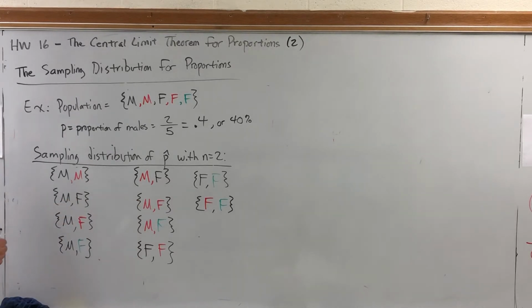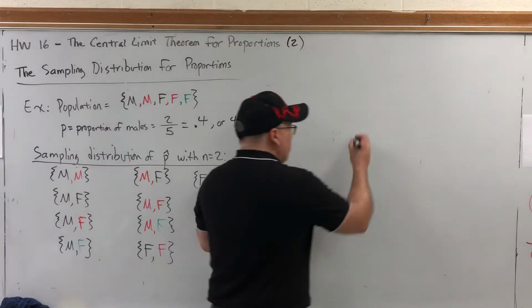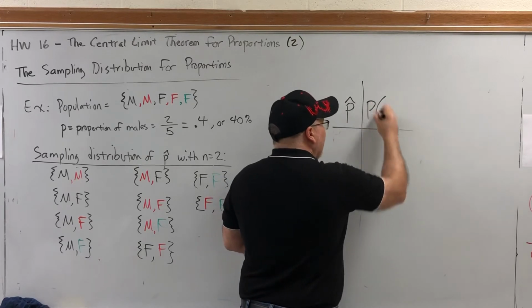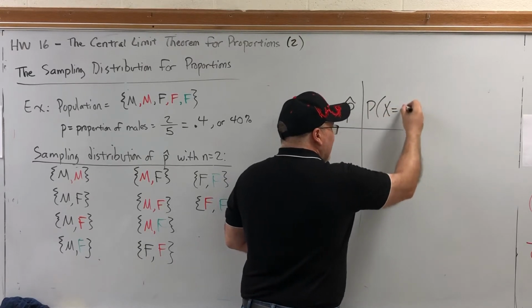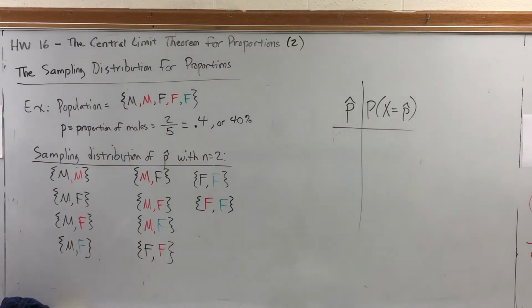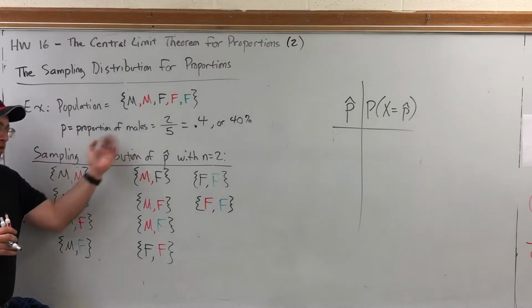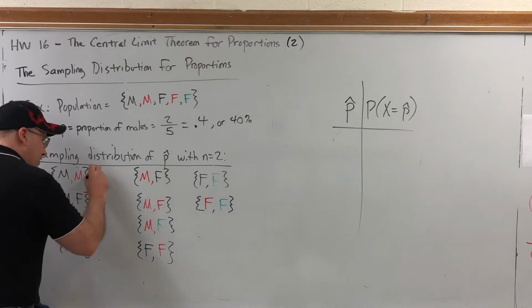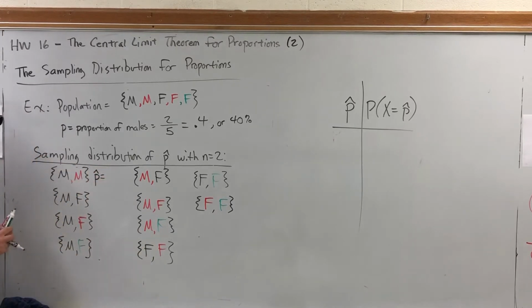All right, so here's all of our samples of size n equals 2, but this isn't the sampling distribution. The sampling distribution says, give me every possible p-hat value and the probability of a random variable equaling that p-hat value. So we need to figure out the p-hat values for all of these samples. And remember, our proportion has already been defined as the proportion of males. These are samples, so these are going to be p-hats. So for each one, I need to figure out what proportion of the sample is males.